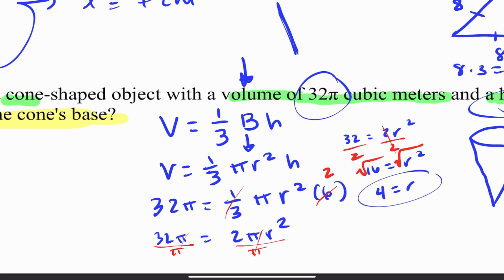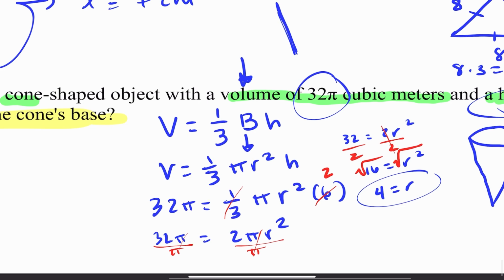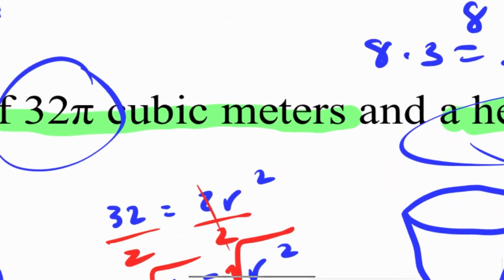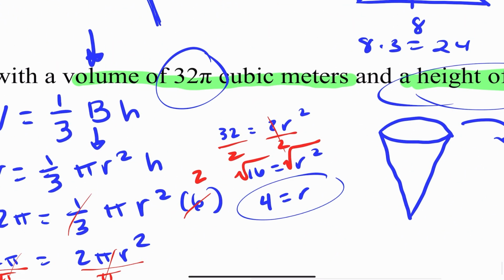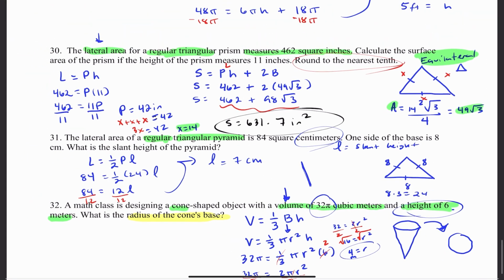Okay, so the radius is 4 what? Meters. So 4 meters, okay? So there you go. Hopefully you got a grasp on working backwards, okay?